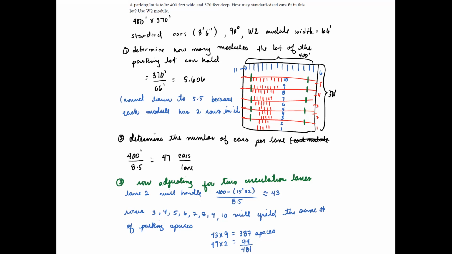So in total, I have 43 times 9, 387 spaces, and 47 times 2, 94. So 387 plus 94 is a total of 481 parking spaces for this parking design. So that's the answer for this exercise.